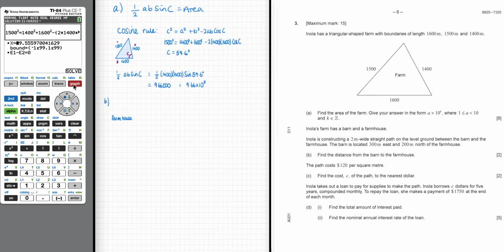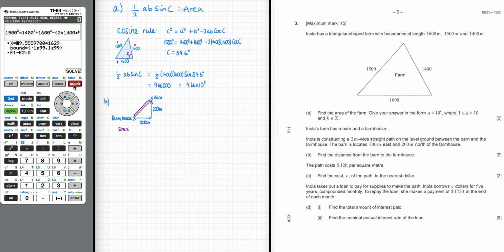and it says 300 meters east and 200 meters north is the barn. Okay, so we have the farmhouse and then the barn. So if we're constructing a path between the two, it's this distance here. Okay, so we know that the path is 2 meters wide. We need to work out how long it is, and then the area of that path will be 2 meters times however long it is.